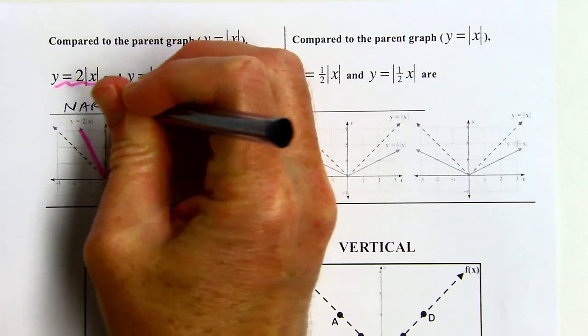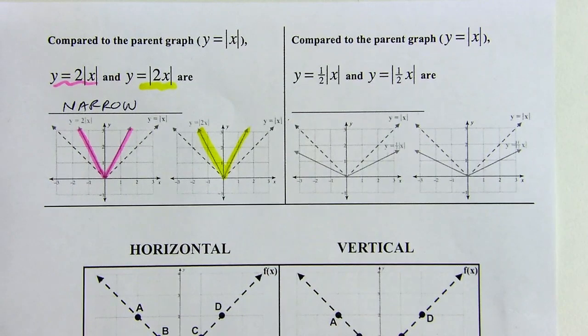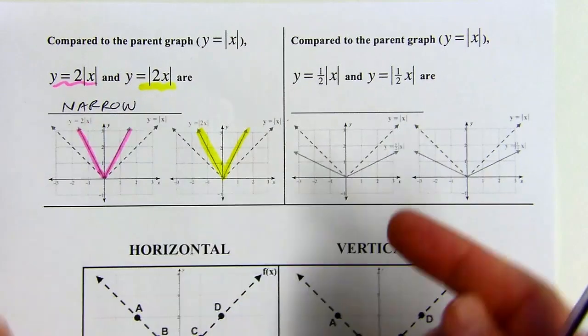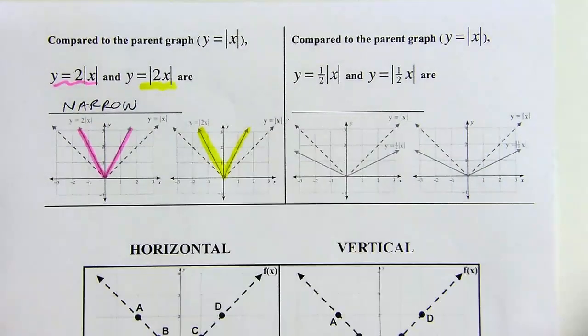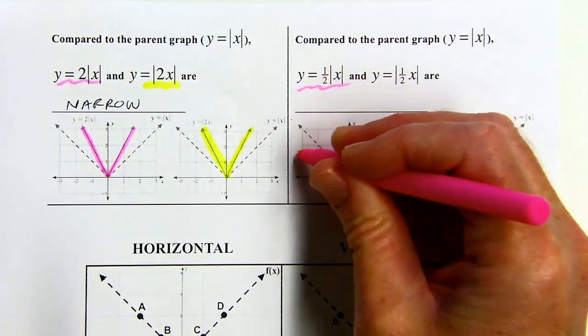That's not a technical term, and that's a little bit of an oversimplification because one of these is going to be a horizontal shrink and the other one's a vertical stretch, and it does matter which is which. But it is worthwhile to know that if you have a number more than 1, the V is going to get narrower. If you have a number less than 1, then it's going to get wider.